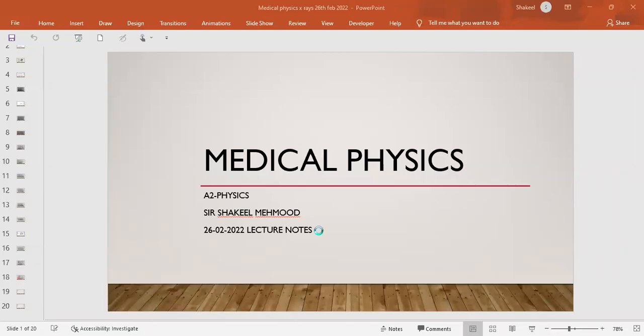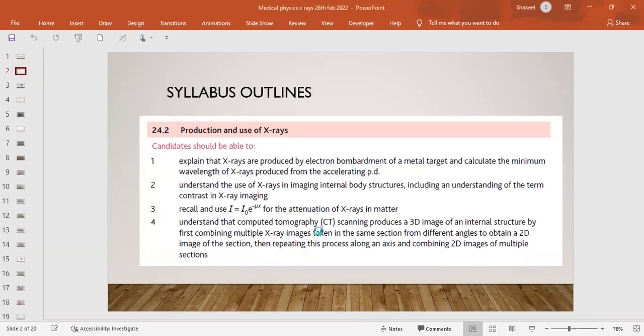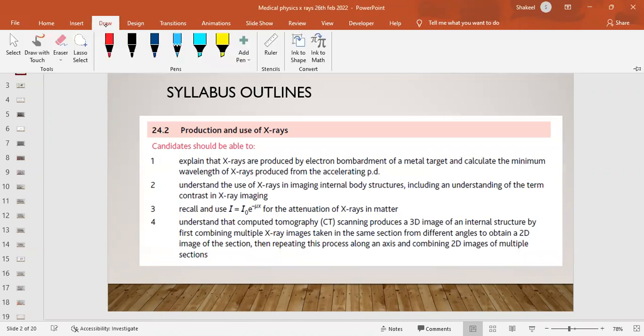Hello everyone, this is Shakil, and today we are going to discuss a very important topic from A to Z physics, which is medical physics. And inside medical physics, today we will be looking upon X-rays. X-rays are really important in everyday life.